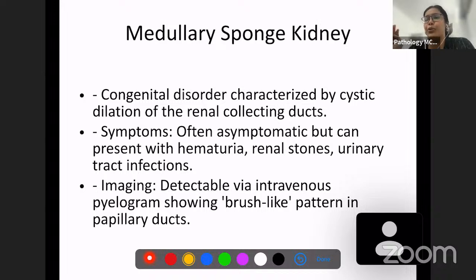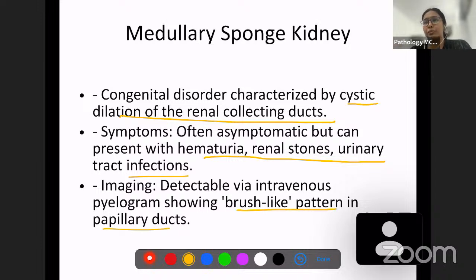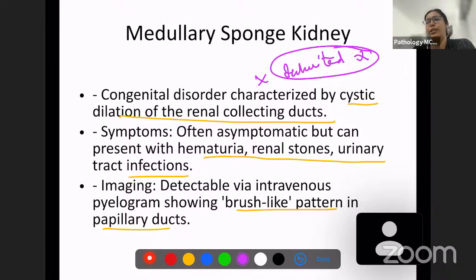So remember, multiple UTIs in this case, multiple renal stones. This is a congenital disorder, which is characterized by cystic dilatation of the renal collecting ducts, often asymptomatic but can present with hematuria, renal stones, urinary tract infection. Imaging shows a brush-like pattern in papillary ducts. So this is one congenital disorder and this is not inherited. This is a sporadic condition.